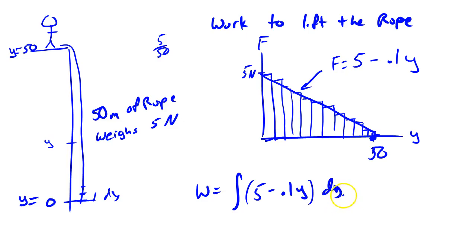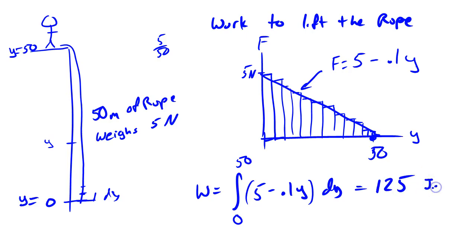What values of y are we interested in? Well, we're interested in all the way from y equals 0, when all of the rope is out, to y equals 50 when none of the rope is out. And then I need to type that into my calculator and see what I get. I'm going to do that very quickly off the screen. So I get 125. That would be in joules.